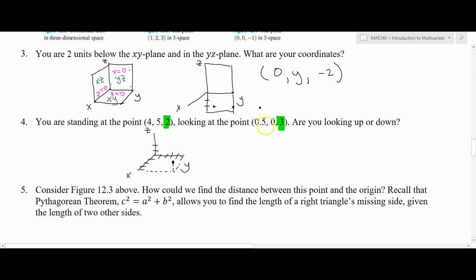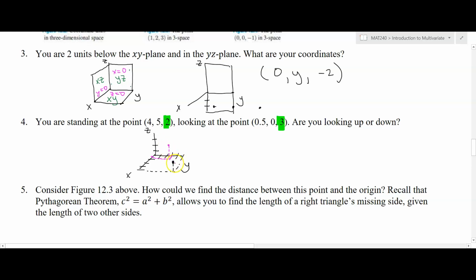Now looking at the point 0.503, that means I go half a unit this way, and then I go 3 units this way. So that's going to lead me to this point here. But then that point is elevated 3 units off. 3 units off will be a higher distance than 2 units off. And so 1, 2, 3 will put me about there perspective-wise.